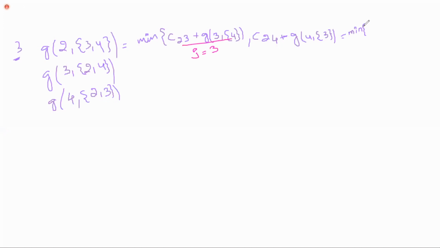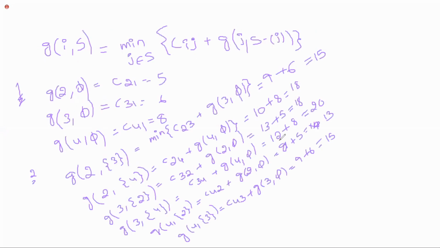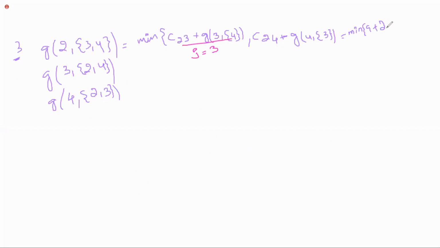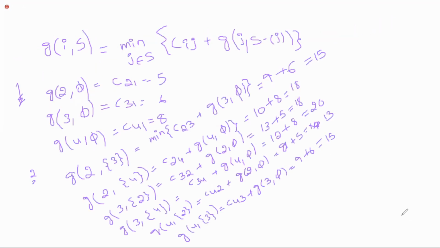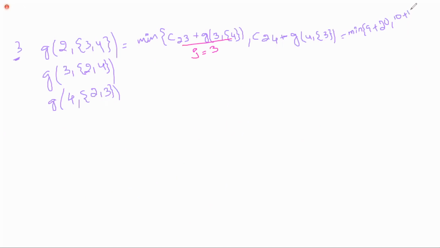Okay. C23, what is C23 value? 9, ma'am. 9. 3, 4 value. See here, already we have calculated. Which is 20. So plus 20. What is C24 value? 10. What is G4 comma 3 value? We'll see. G4 comma 3 value, which is 15. Which one is minimum? 29 or 25? 25 is minimum, so I'm writing 25 here. Am I clear with this step?